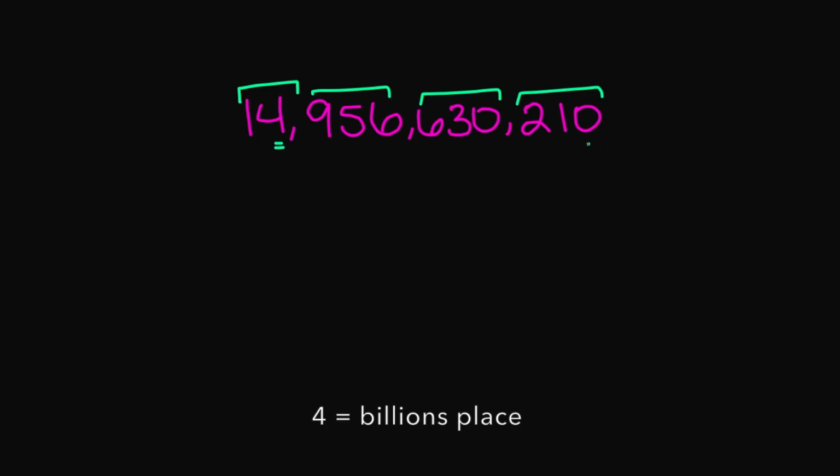So this is going to be your ones, tens, hundreds, thousand, 10,000, 100,000, million, 10 million, 100 million. Then you have your billion, and then you have 10 billion here. So in this example here, the 4 is in your billions place.